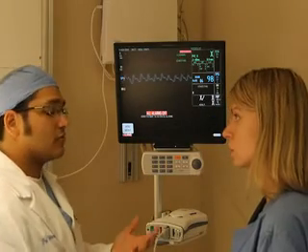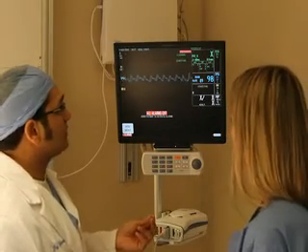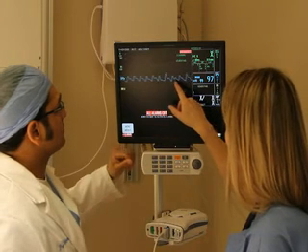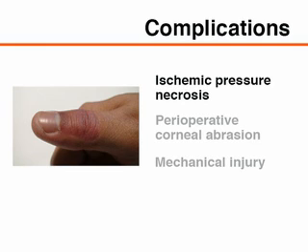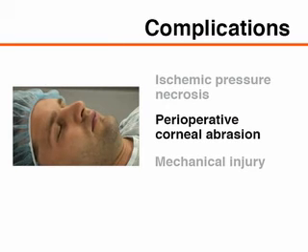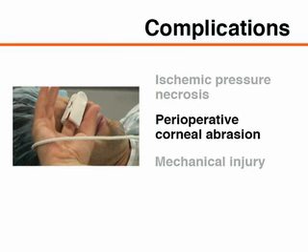Although the pulse oximeter is generally a safe device, its use still carries some risk of adverse events. Ischemic pressure necrosis may result if the probe is placed too tightly on the patient. Perioperative corneal abrasion may occur if a patient with a probe on a finger rubs his or her eyes when awakening from anesthesia and in doing so scrapes the cornea.